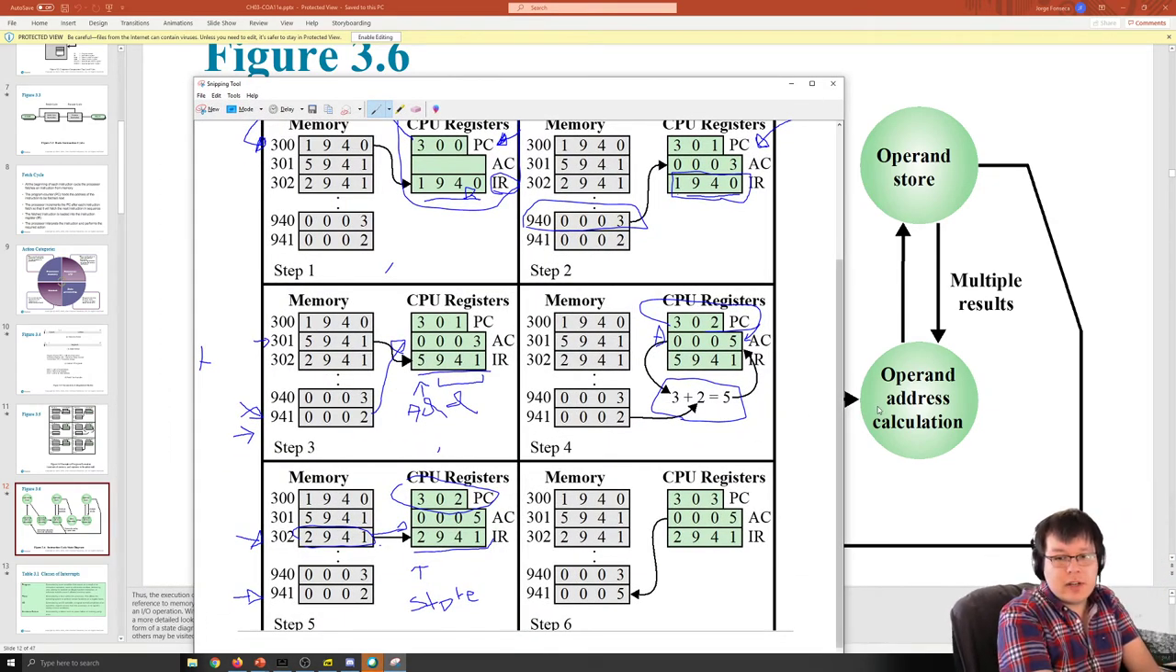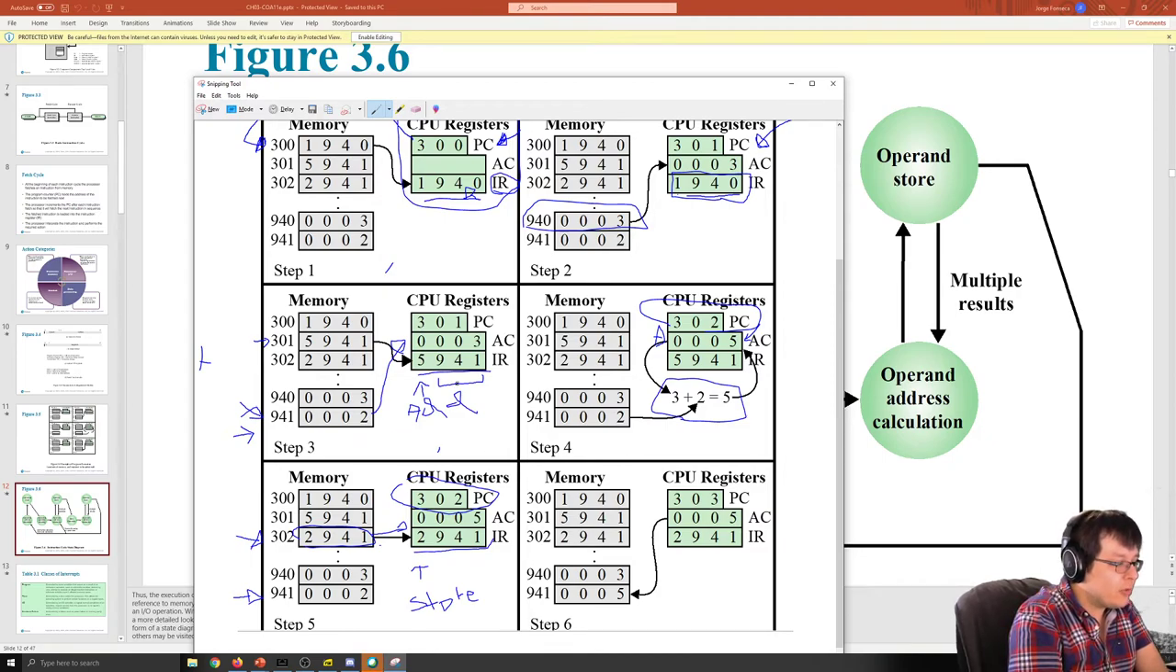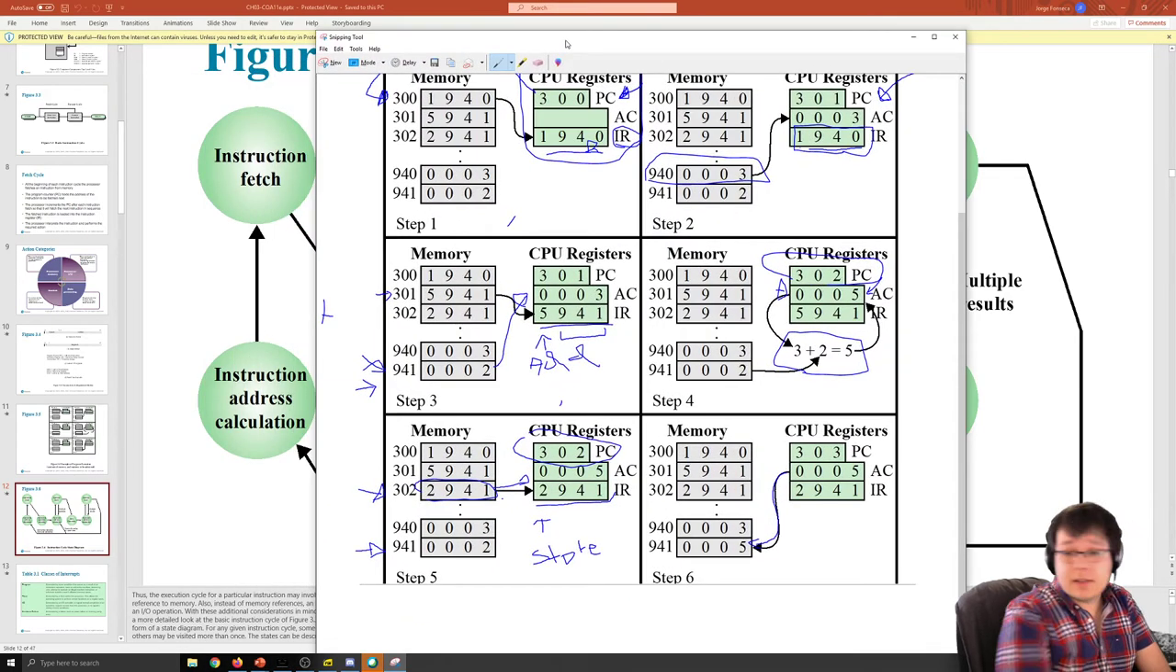address calculation. So finally we're looking at something on this side here. So we are computing the address 941 and then we are gonna store it. So that means take the accumulator 5 and dump it in 941, which would overwrite the 2, okay? And that's it, that's that example.